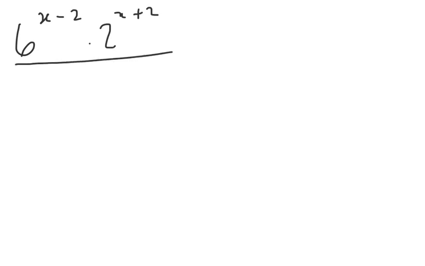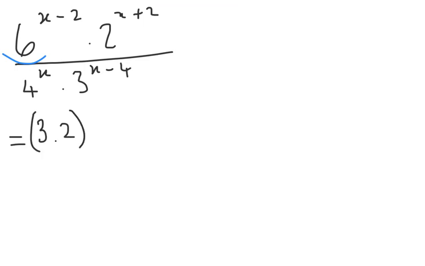All right, let's do another one. 6 to the power x minus 2 times 2 to the power x plus 2, over 4 to the power x times 3 to the power x minus 4. So you can already see that 6 looks like 3 times 2. All right, so let's see how we can split this up. So that 6 equals 3 times 2, all of that to the power x minus 2.